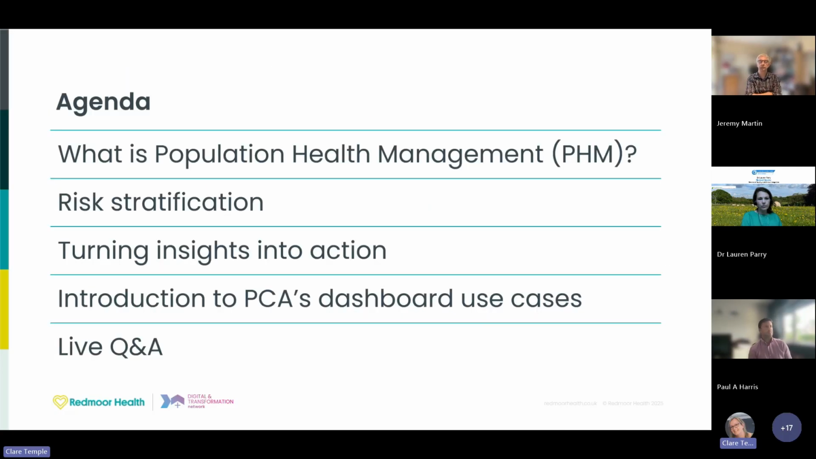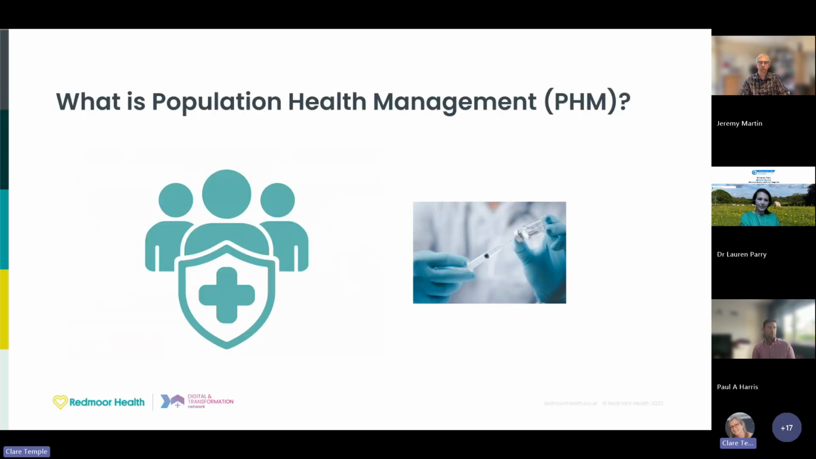Okay, so the agenda for today's session, we're going to have a think about what population health management is, why it matters, and how we can use it in practices and PCNs to move to a more proactive care model. I'll introduce you to Jeremy, Lauren and Paul to talk you through some of the risk stratification and case studies for their various services and products. And once we've been through that information, we'll open up for some questions. So if you've got any questions while we're going through this, please pop them in the Q&A and we'll get to them later. So first of all, what is population health management?